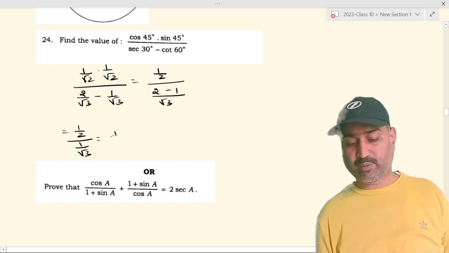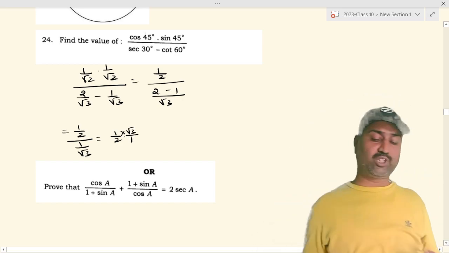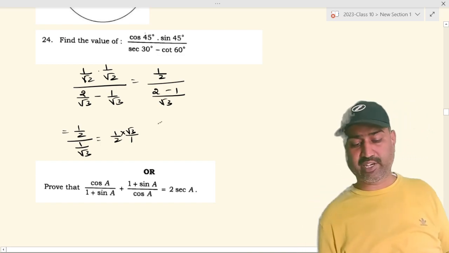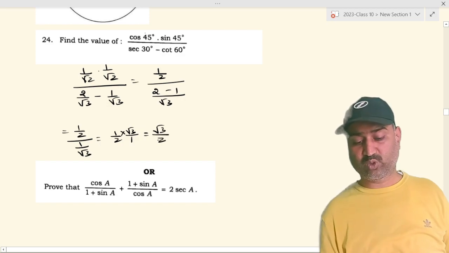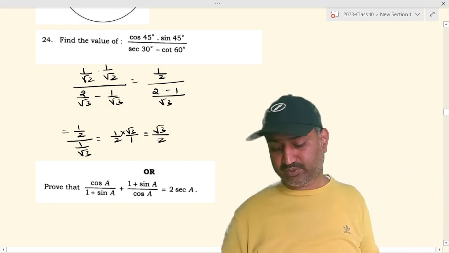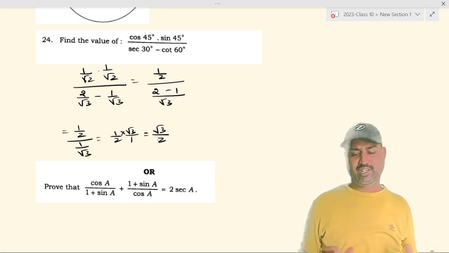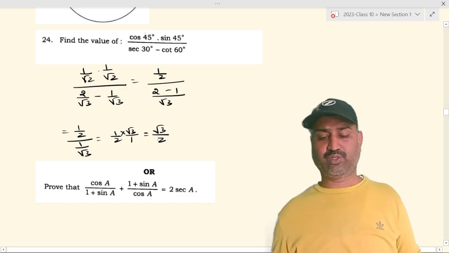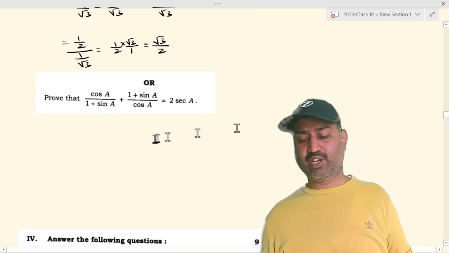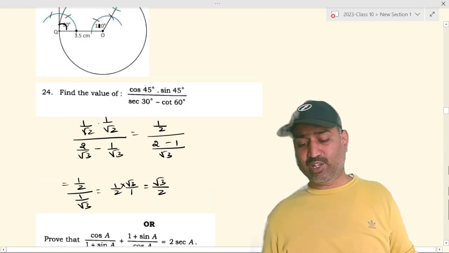Is equal to 1 by 2 into root 3 by 1. Into, say, 1 by root 3 will become root 3 by 1 when it goes to numerator, right? Therefore the solution is root 3 by 2. A very easy question. Just substitute the values and find the answer. We should remember the angles already. So instead of doing that, you can solve this proof question also.